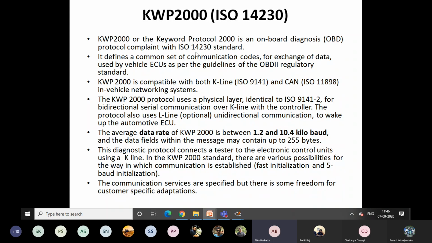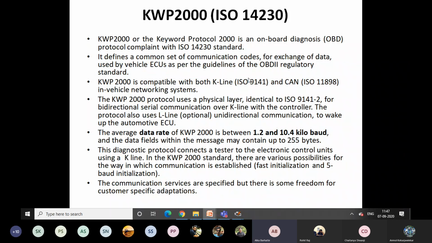It defines a common set of communication codes for exchanging data used by vehicle ECUs as per the guidelines of OBD2 regulatory standards. Those standards we can get from ISO 14230. So this KWP 2000 is compatible with both K-line, which represents the ISO 9141 standard, as well as the CAN protocol. CAN, the in-vehicle networking protocol, is represented by ISO 11898.